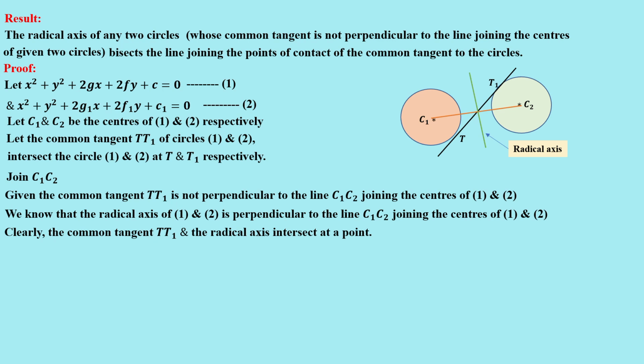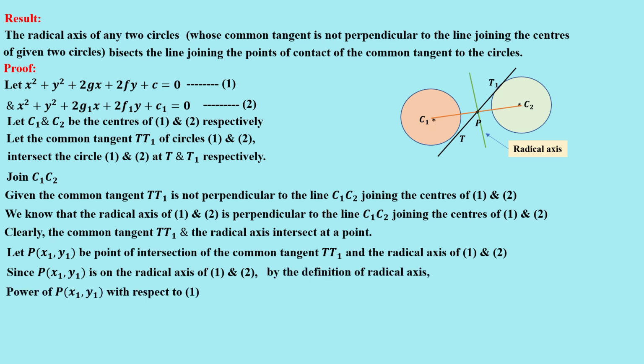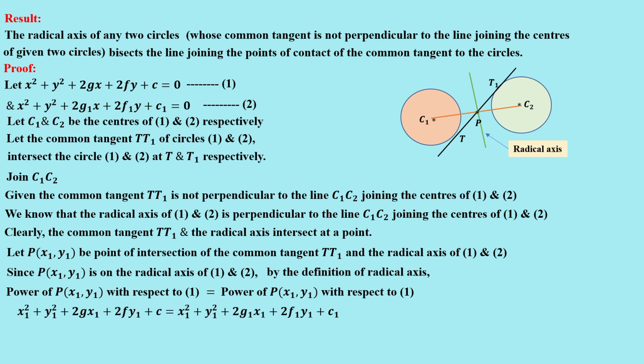Clearly the common tangent tt1 and the radical axis intersect at a point. So let P(x1, y1) be the point of intersection of the common tangent tt1 and the radical axis of 1 and 2. Since P(x1, y1) is on the radical axis of 1 and 2, by definition of radical axis, the power of the point P(x1, y1) with respect to 1 is equal to the power of the point P(x1, y1) with respect to 2.